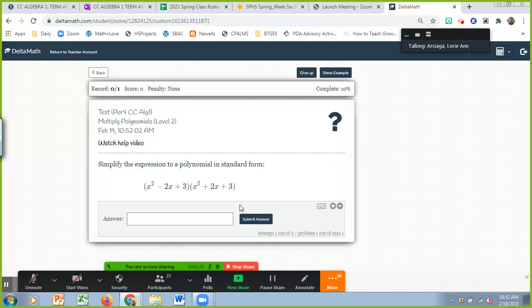Okay, so now we need to have like a 3 by 3 box, yeah? So let's make a 3 by 3 box right here.